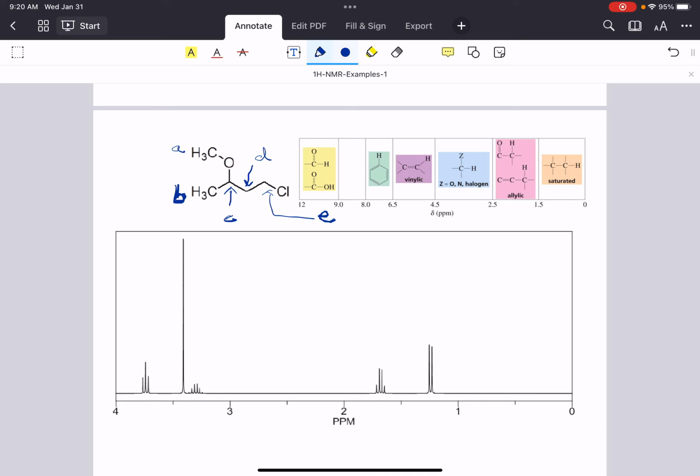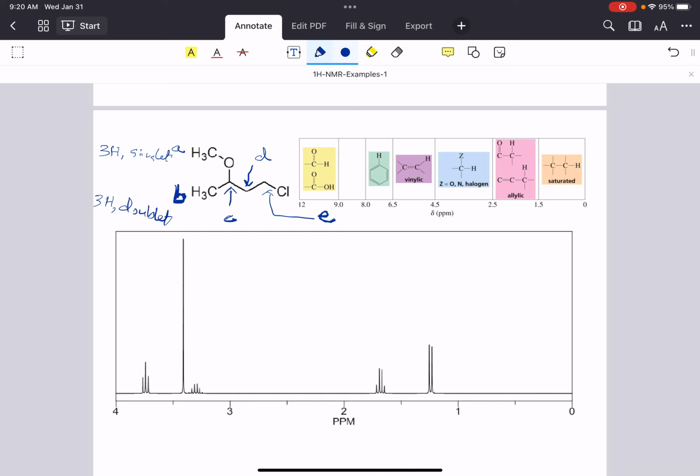Signal A we would expect to integrate to 3 hydrogens, and because that series of 3 hydrogens has no neighbors on the neighboring atom, oxygen, we would expect this to show up as a singlet. B, again, also a methyl group, should integrate to 3 hydrogens, has 1 hydrogen neighbor on carbon C, so I would expect that series to appear as a doublet.